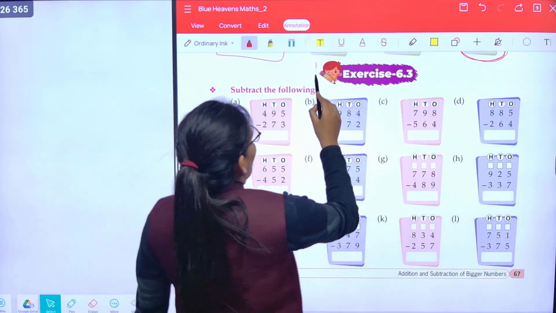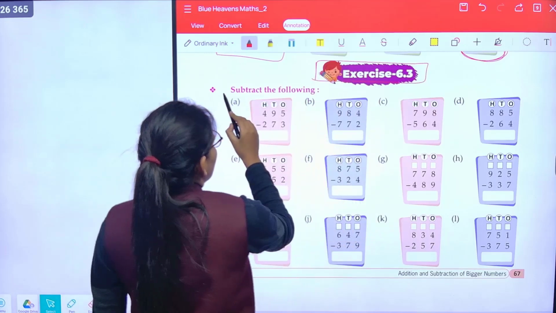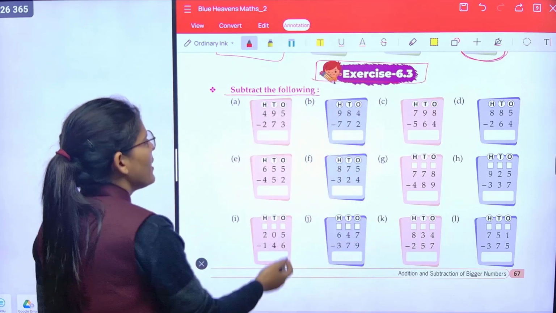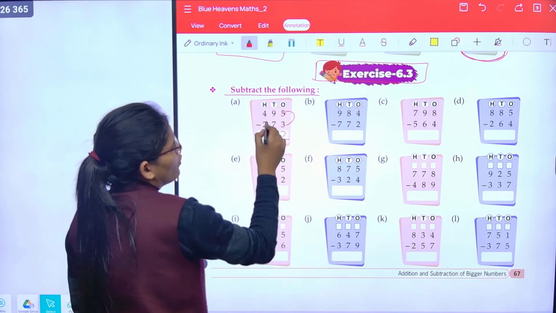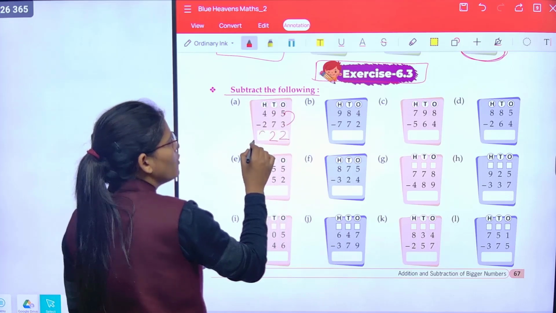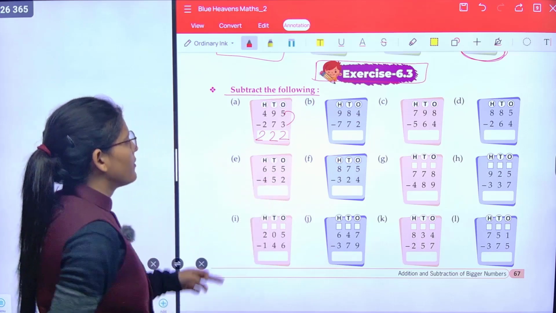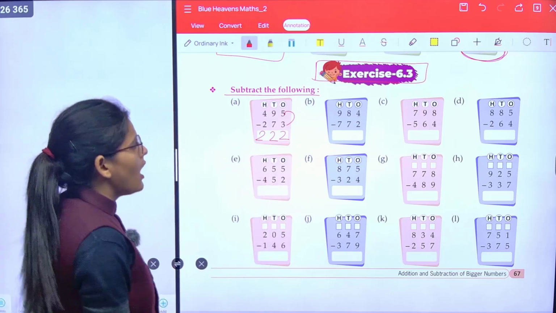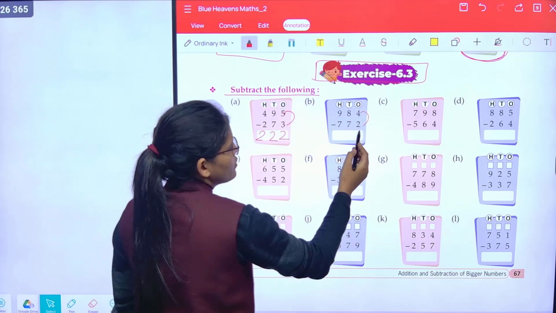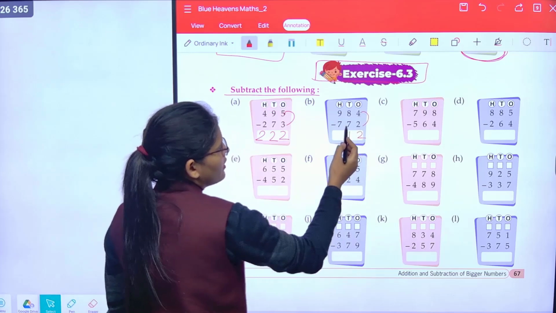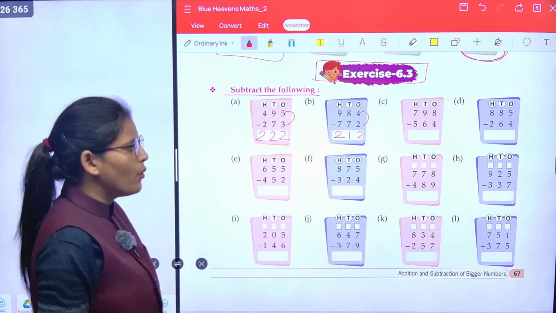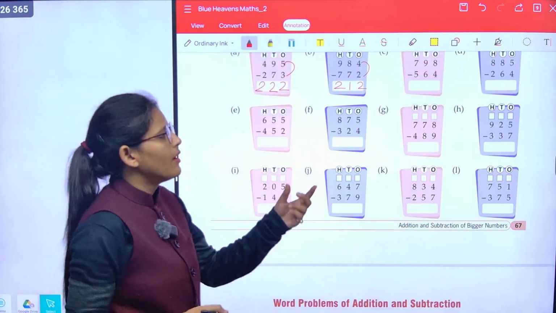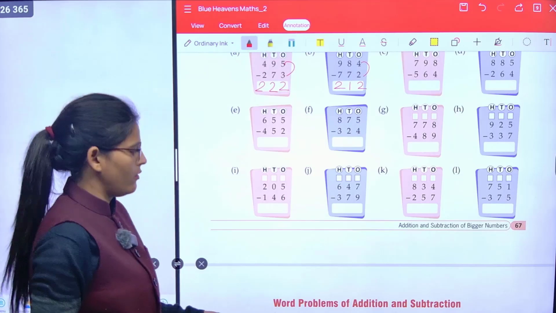Now class, come to exercise 6.3. Subtract the following. 5 minus 3, 2. 9 minus 7, 2. 4 minus 2, it is 2. So 222 is the answer. Now 4 minus 2, 2. 8 minus 7, 1. 9 minus 7, 2. The answer is 212. Okay. Now students, rest of the parts do yourself.